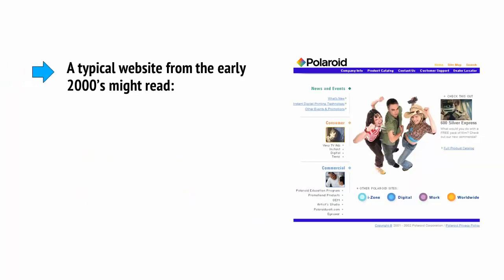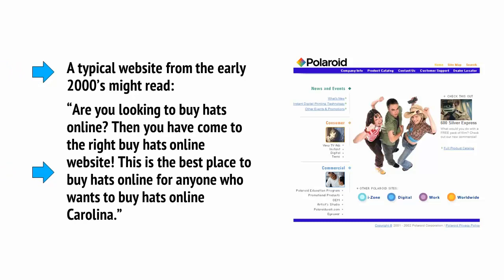A typical website from the early 2000s might read, "Are you looking to buy hats online? Then you have come to the right Buy Hats Online website. This is the best place to buy hats online for anyone who wants to buy hats online, Carolina." As you can see, this content is completely nonsensical and will be highly off-putting for any real visitors looking to make a purchase. And then it got worse still.